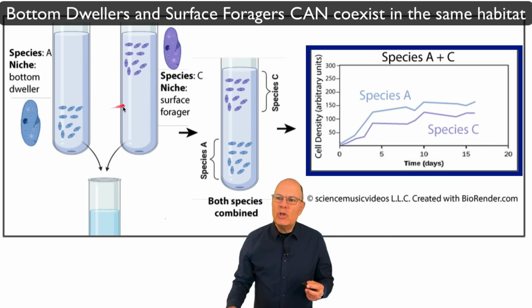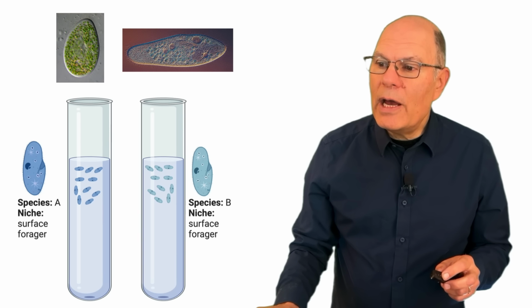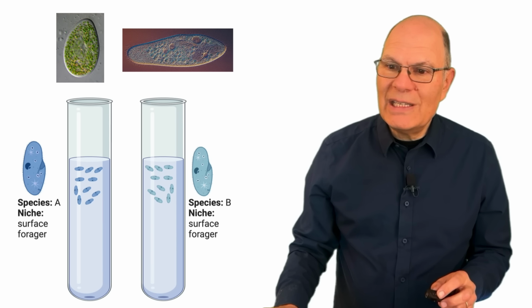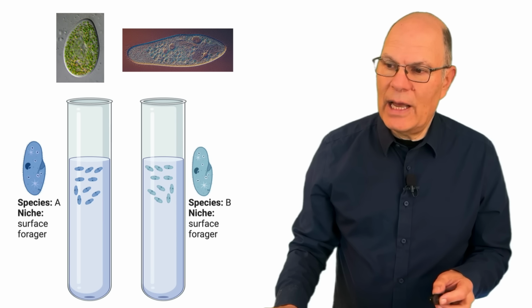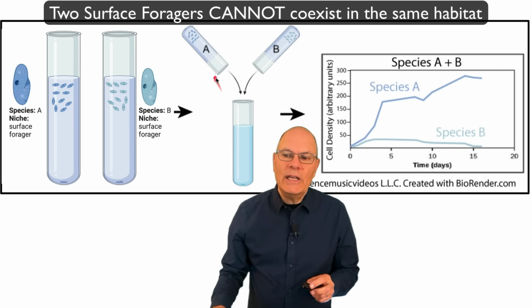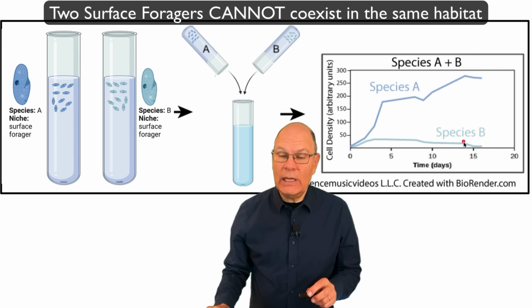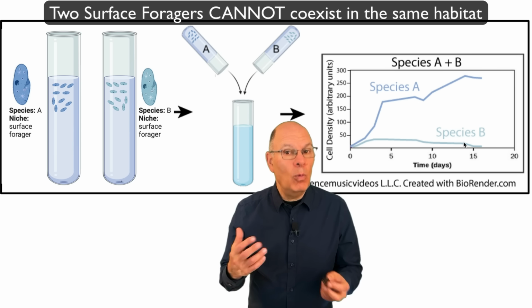When these two species were combined in the same test tube, they were able to coexist just fine. Why? Because their ecological niches, their ways of making a living, were different. But when Gause took two species that had the same ecological niche, both of them surface foragers, and combined them in the same test tube, what he found was that species A outcompeted species B, which became extinct.